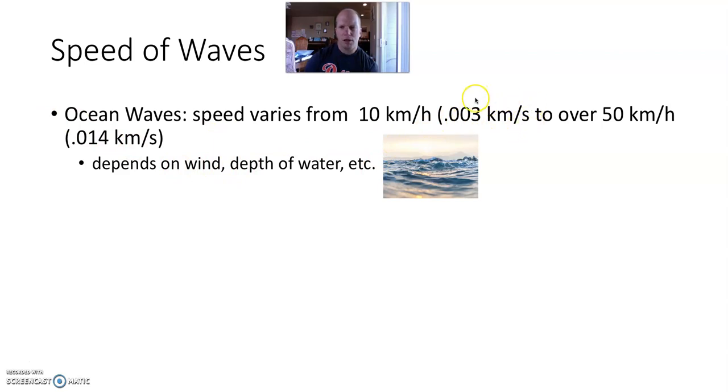And I put those in kilometers per second, and you'll see why in a second. That was funny. You'll see why here in just a little bit. Kilometers per second, not very impressive, right? Now what determines the speed of an ocean or water wave is the wind and the depth of the water and other factors that come into that. So how long the wind has been blowing, all kinds of stuff like that.